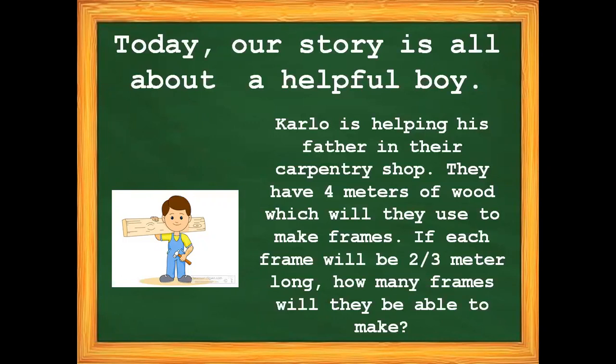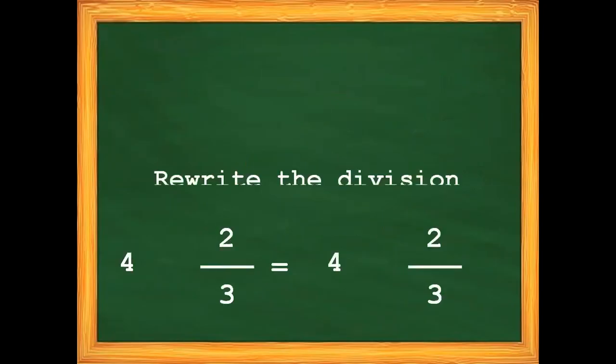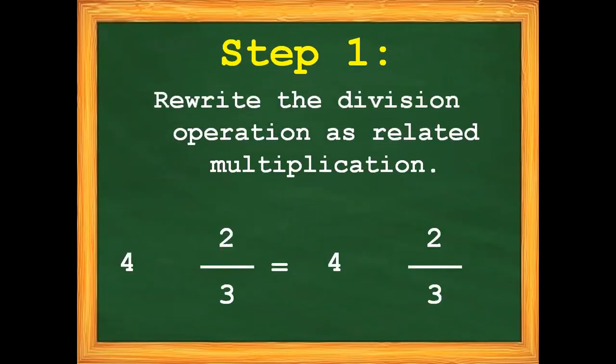So before that, let us first review the steps in dividing fractions. Step number 1. Rewrite the division operation as related to multiplication. So first we have 4 divided by 2/3. So we are going to rewrite this division operation into a multiplication.